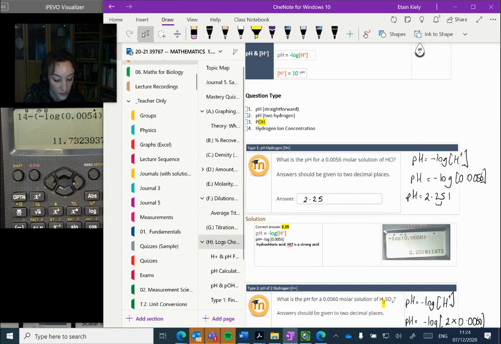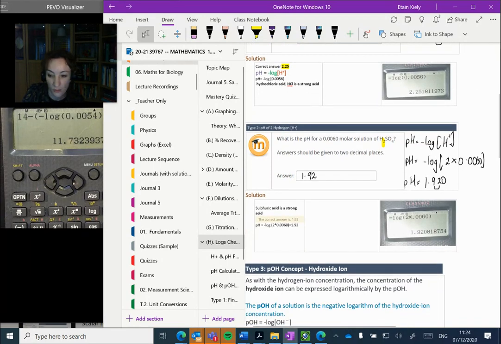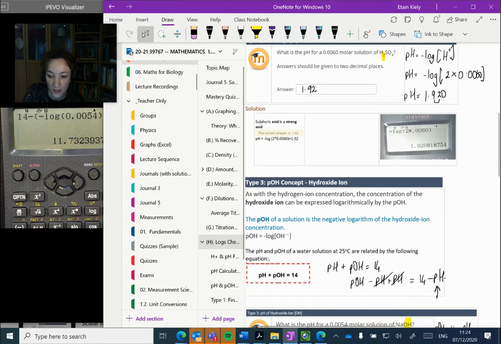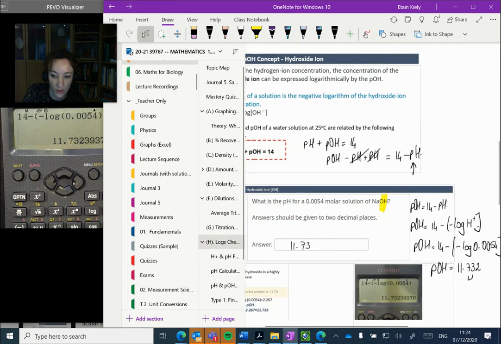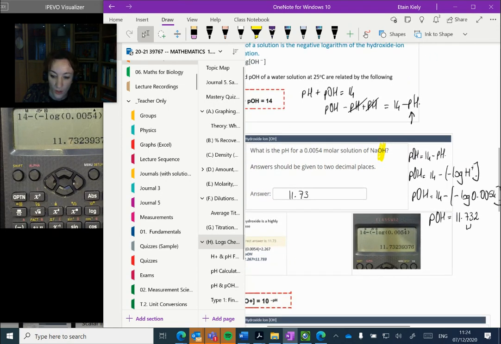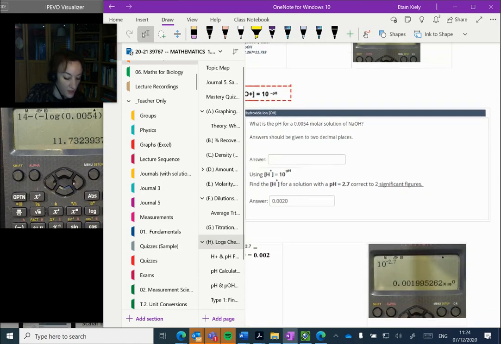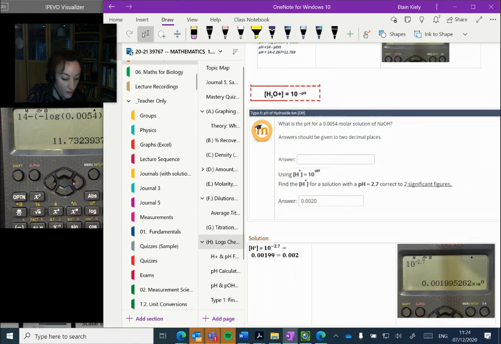So far, just to remind you, in these questions, if you see something like hydrochloric acid, you can just get the pH of it normally. If you see H2, you have to multiply the concentration by 2 in the formula. And if you see OH, you have to subtract the answer from 14 to get your answer. One more question type here, and this question type is just using the formula the other way around.